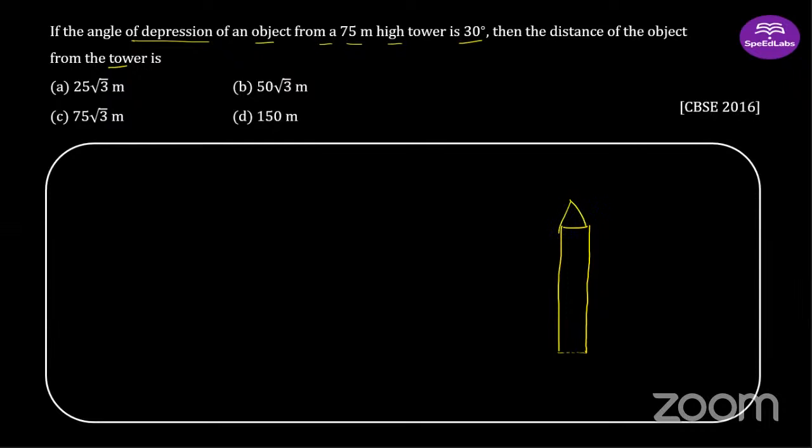Let's say this is the tower. The height of the tower is given, this is 75 meter. Now they are saying the angle of depression is 30 degree. So on the horizontal there is an object that is kept. Let us say this is our object.